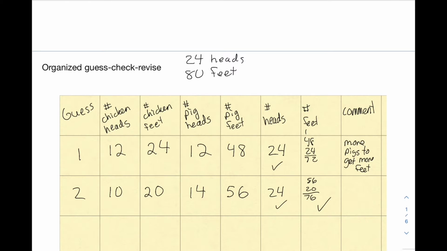76, oops, let's not put a check mark on that. That's not done yet. I need more, I need 80. I need 80 feet. So again, I need more pigs to get more feet.